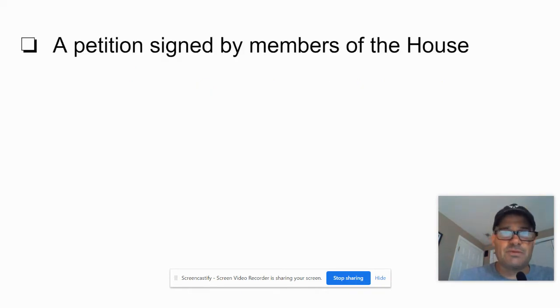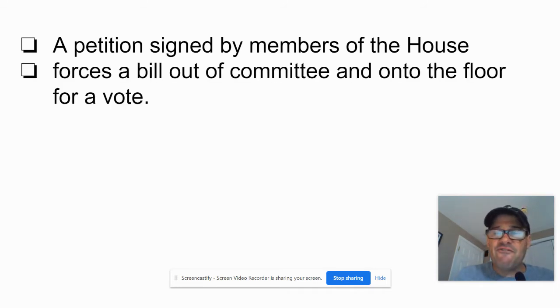All right, discharge petition. One, a petition signed by members of the House. So like literally putting your name to something, right? You've heard of a petition before. So it's a petition that's signed by members of the House of Representatives. It's only in the House of Representatives. It forces a bill out of committee and onto the floor for a vote.